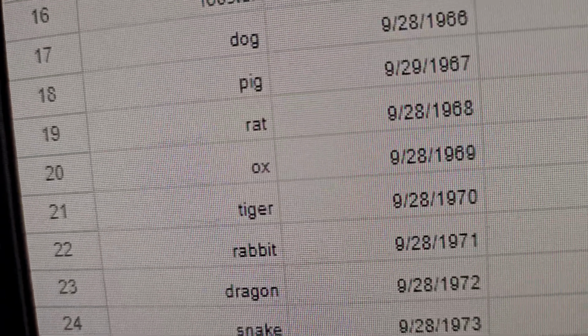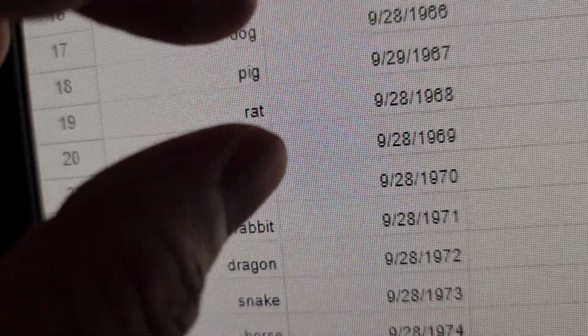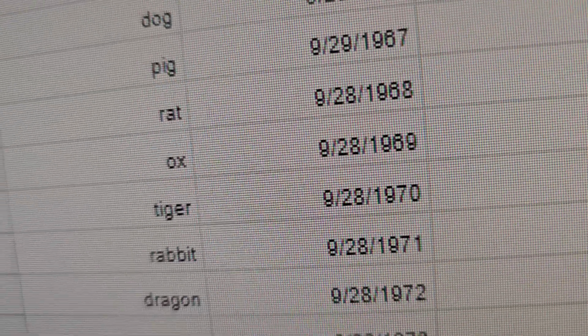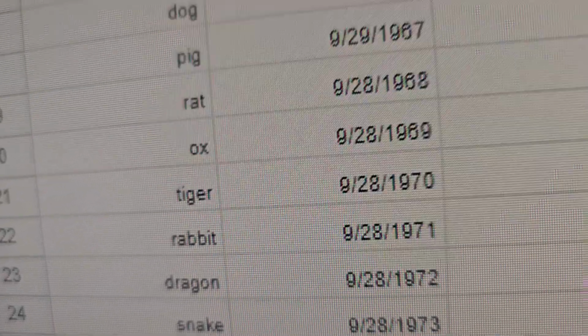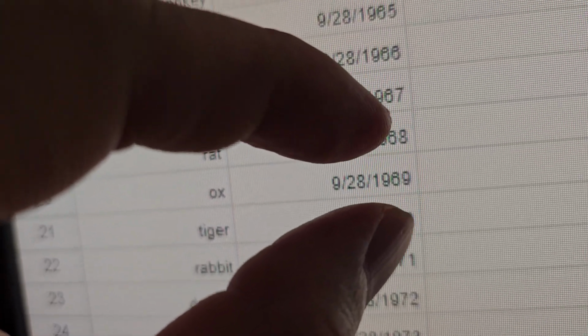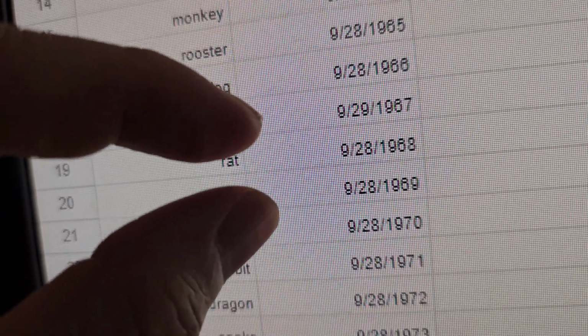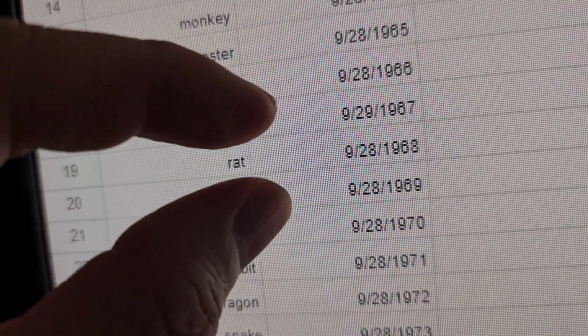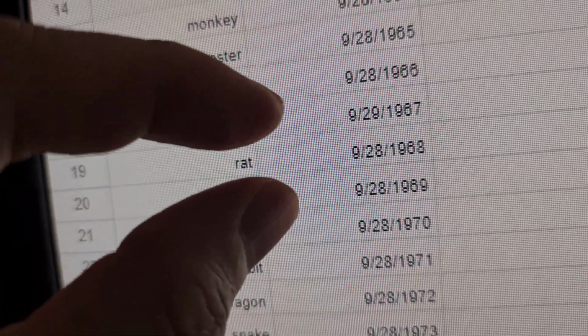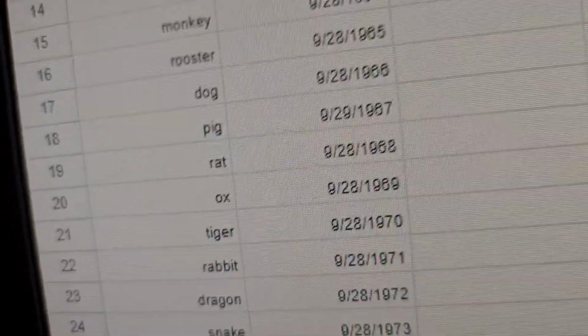So what would happen? What is the correct designation? What is the correct label for someone born September 15, 1969? September 15, 1969 is before September 28th. So they are not ox, they are rat. They go with the date before.